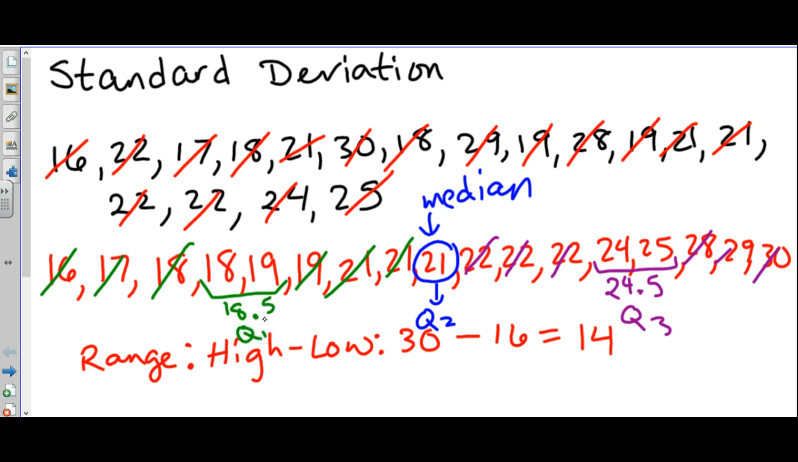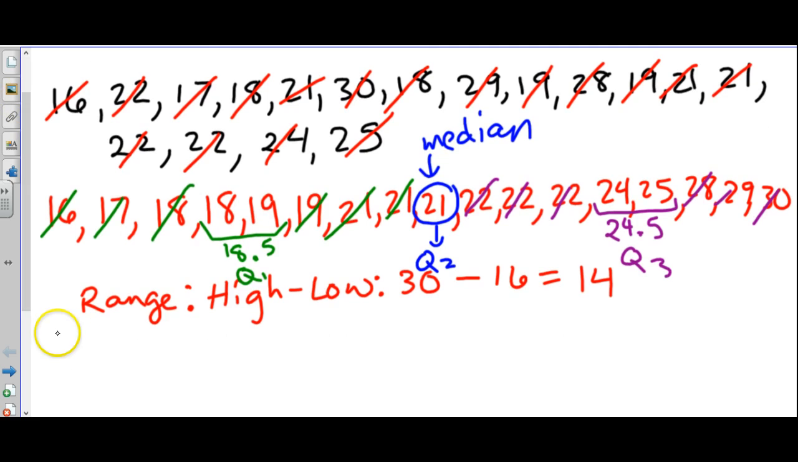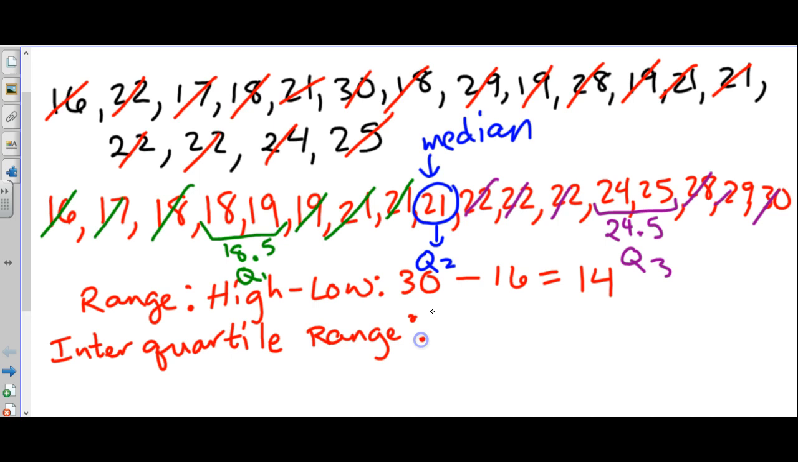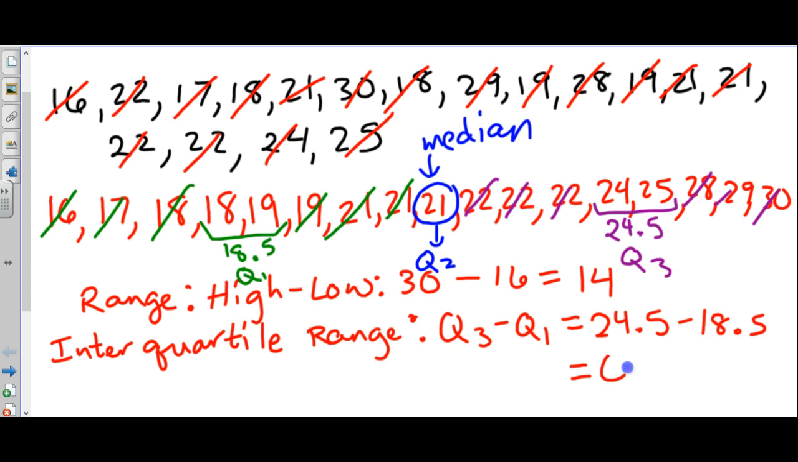So the interquartile range is quarter 3 minus quarter 1. That means 24.5 minus 18.5, which equals 6. So that's how we calculate the range and the interquartile range. Then the section will move on to talking about standard deviation.